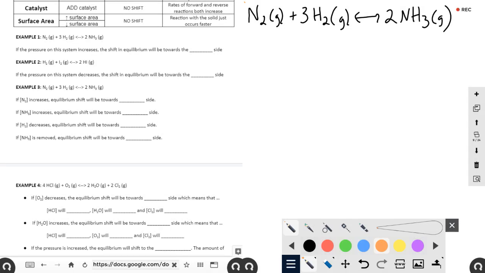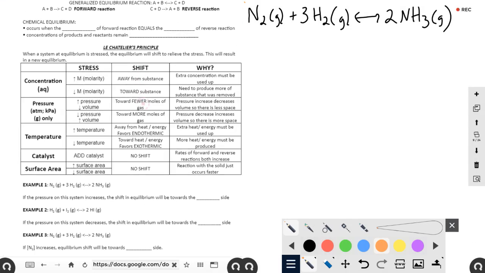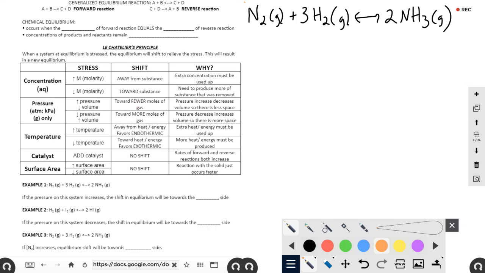All right, here we go. We are going to look at this sheet right here for LeChatelier's practice.